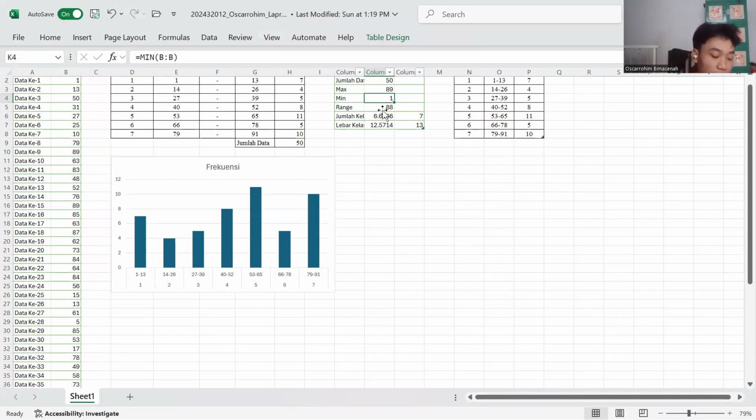The next step is calculating the range. Next, I calculate the range of the data, which is the difference between the maximum and minimum value, using the formula maximum minus minimum. The range is 88.